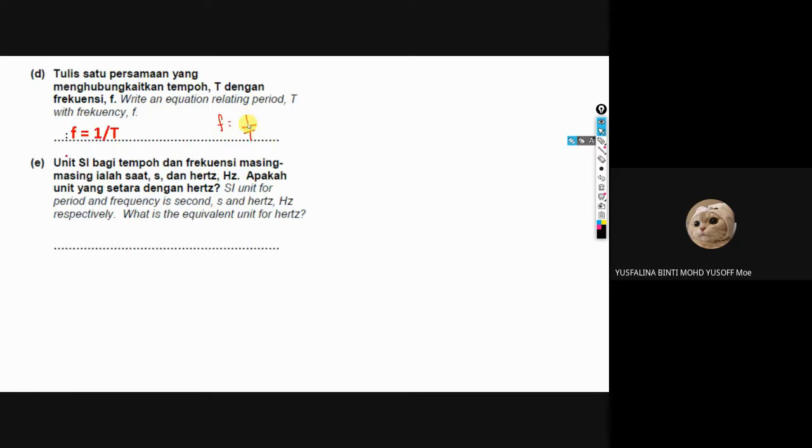The SI unit for the period is second and for the frequency is hertz. What is the equivalent unit for hertz? Because f equals 1 over T, and the period is in seconds, so 1 over s. It should be s negative 1. So s negative 1 is actually equal to hertz.